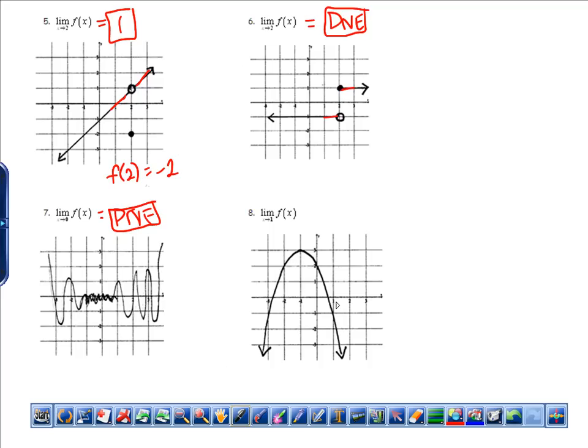All right, number 8, we have the limit as x approaches 1. Now this is a continuous graph. It's a parabola, so I should have a really basic limit. And I do right here. As x is approaching 1, both from the left and from the right, the y is approaching 1. So it's the same number from the right and left.